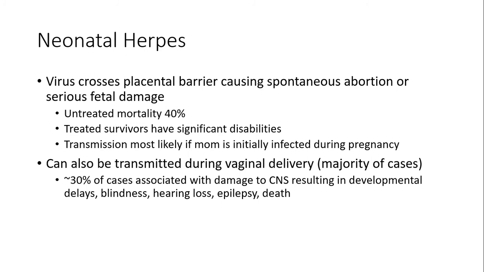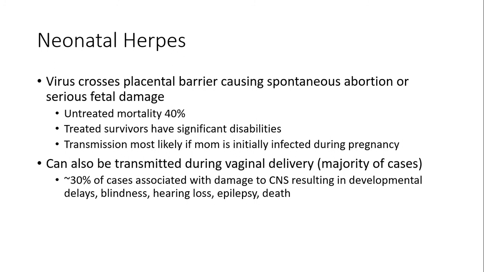A variant of this is neonatal herpes. This happens when the virus crosses the placental barrier, causing spontaneous abortions or serious fetal damage. If left untreated, this can result in a 40% mortality, and even those who have been treated can have significant disabilities. The transmission of this is most likely to occur if mom is initially infected during pregnancy. Now, if she's in her latent stage during pregnancy, there's a lesser risk of this being an issue.